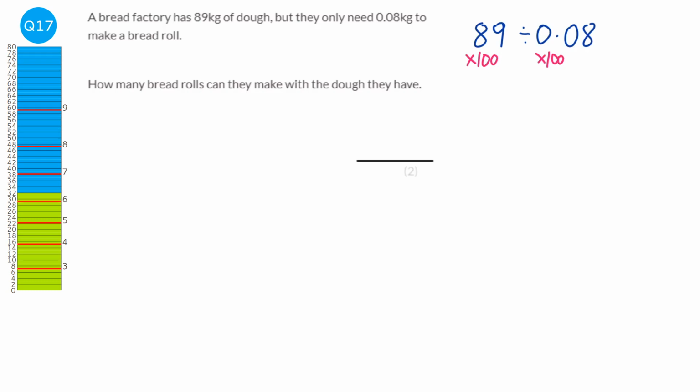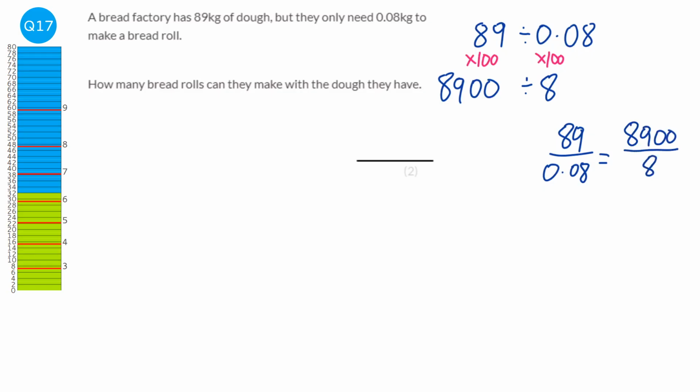Because it will make the division a lot easier, because it will make this right hand side, instead of 0.08, it will just make it 8. The reason we can do that is 89 divided by 0.08 is the same as 89 over 0.08, and as a fraction we can just times top and bottom by 100, so it would be this over 8. So now we can do the bus stop method, so 8 on the outside.